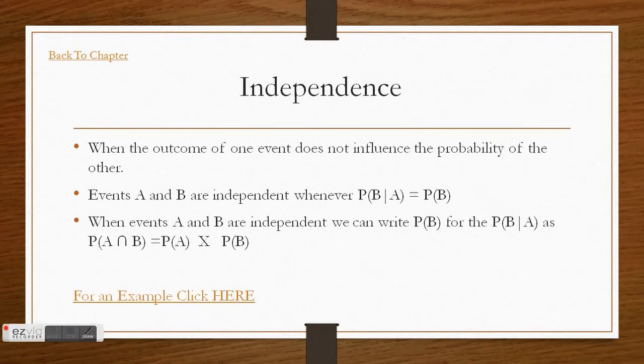Independence. When the outcome of one event does not influence the probability of the other, these events are considered independent. When events A and B are independent, we can write the probability of B given A as the probability of B, and the probability of A and B as the probability of A times the probability of B. If you would like an example, please click here.